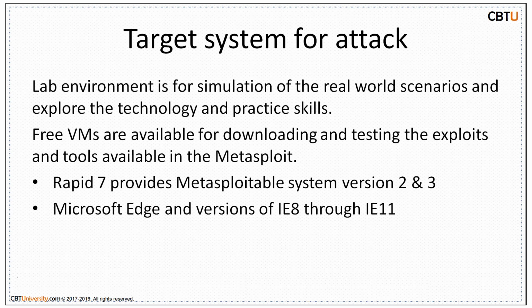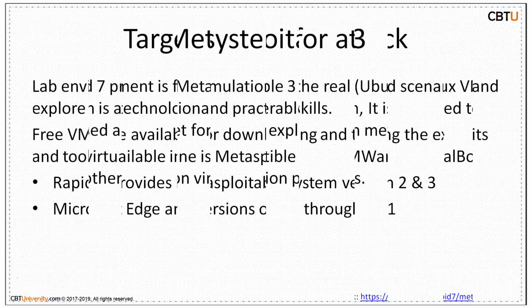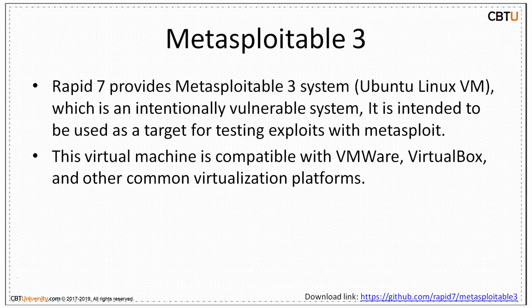Rapid7 provides Metasploitable Linux systems, which are intentionally vulnerable systems for testing purposes. Microsoft provides virtual machines of Edge and versions of IE8 through IE11 for download and testing. Rapid7 provides the Metasploitable system, which is an Ubuntu Linux virtual machine, intentionally kept vulnerable. It is intended to be used as a target for testing exploits with Metasploit. This virtual machine is compatible with VMware, VirtualBox, and other common virtualization platforms.